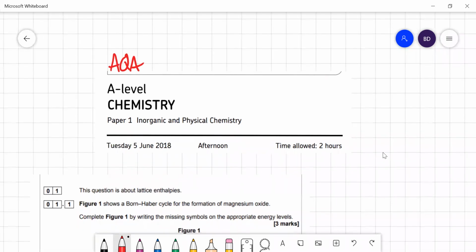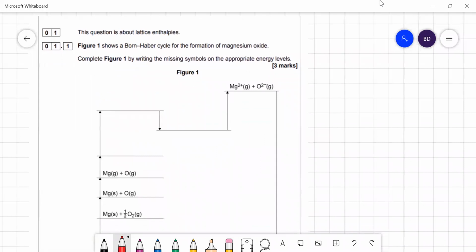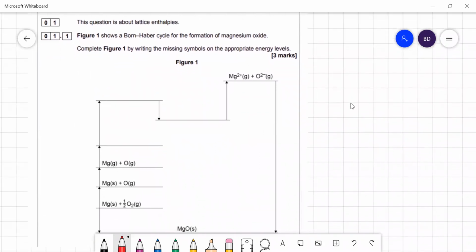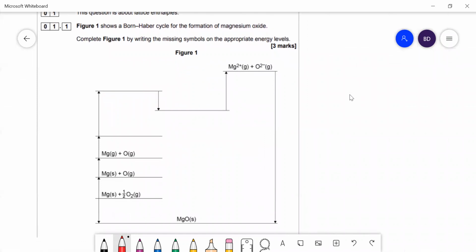Right, so the first question is about the Born-Haber cycle. There we've got one for magnesium oxide, and you've got to write in the missing symbols on the appropriate energy levels. We're going to start off with magnesium, the elements in their standard states. Here we're going down, delta HF, to form magnesium oxide.